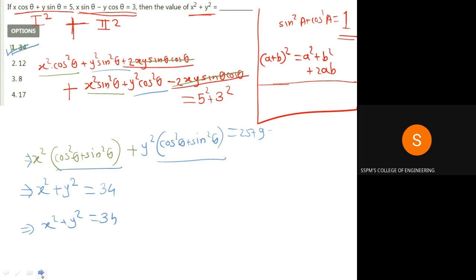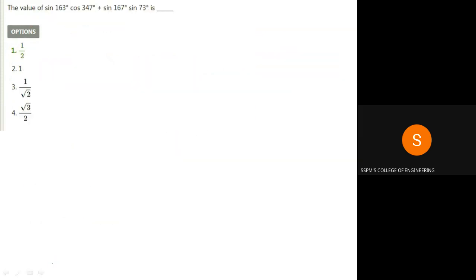Okay, 34. Now next example. First we will write what we have to find: the value of sine 163 into cos 347 plus sine 167 into sine 73 degree. All the angles are in degrees.